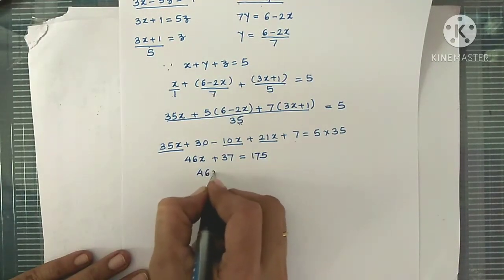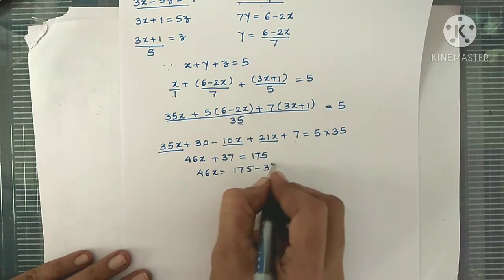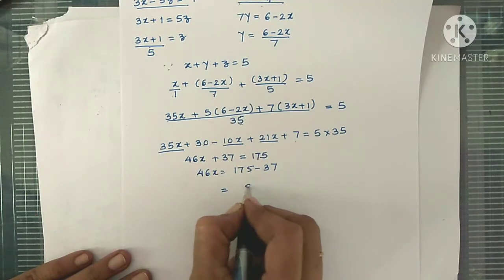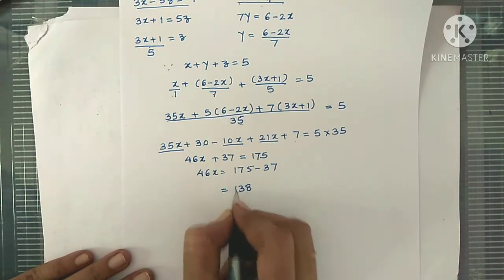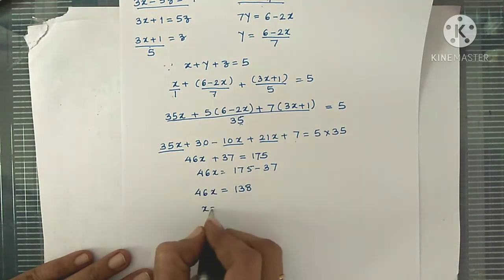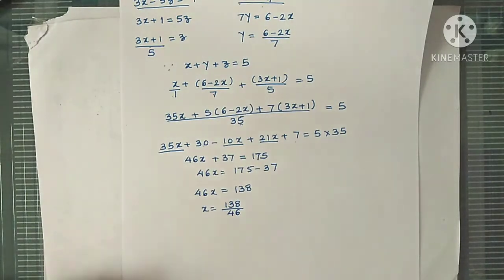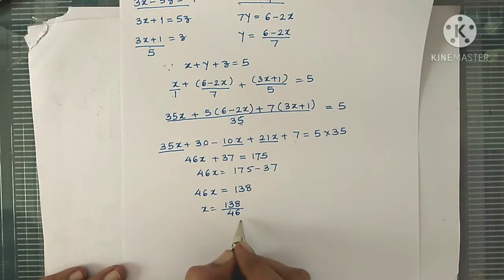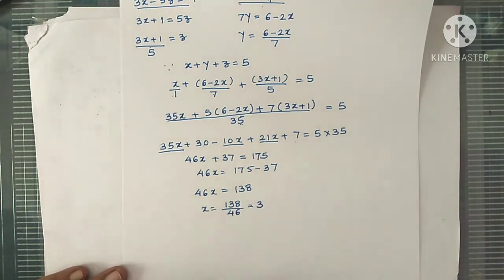So 46x is equal to 175 minus 37. So this is 8, 7 minus 4, that is 3. So 46x is equal to 138. So 138 divided by 46. If we multiply 46 by 3, we get 3 6s are 18, 3 4s are 12 plus 1, that is 13. So the value of x is 3.